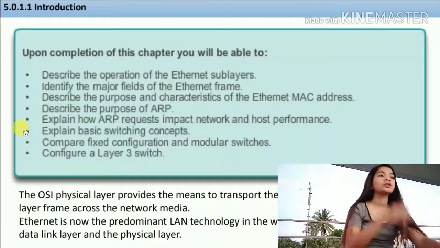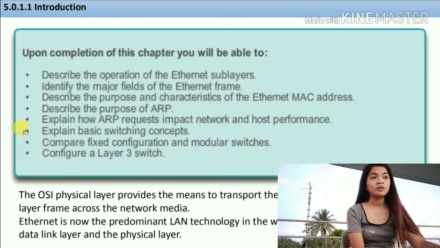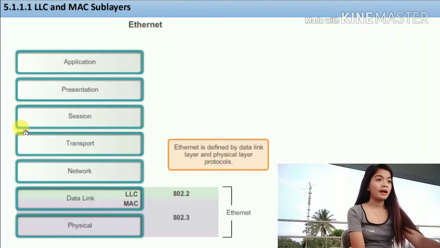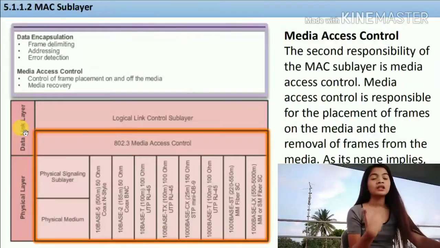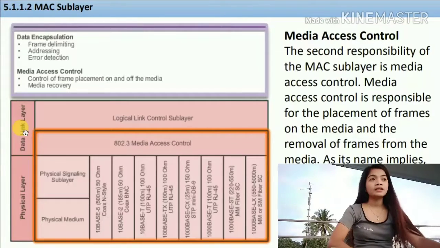Media access control, the second responsibility of the MAC sublayer, is the media access control. Media access control is responsible for the placement of frames on the media and the removal of frames from the media. As its name implies, it controls access to the media. This sublayer communicates directly with the physical layer. The CSMA process is used to first detect whether the media is carrying a signal. If a carrier signal from another node is detected, it means that another device is transmitting.